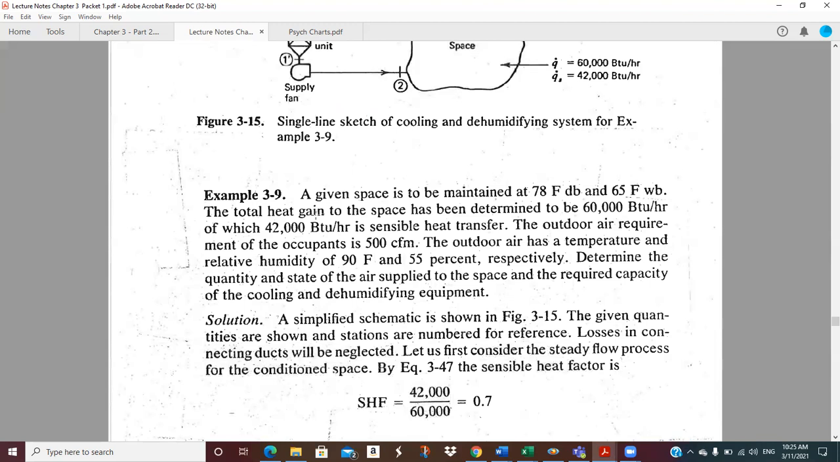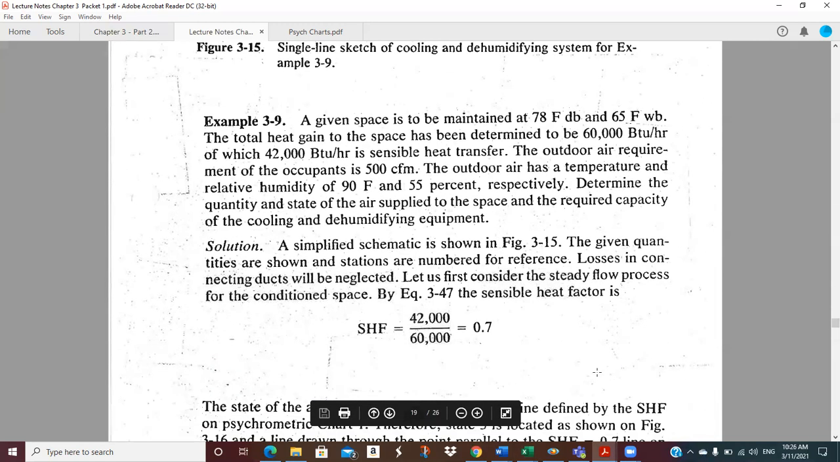Okay, total heat gain to the space has been determined to be 60,000 BTUs an hour from the computer simulations, of which 42,000 BTUs an hour is sensible. The outdoor air requirement of the occupants is 500 CFM. And where does that come from? That comes from ASHRAE 62, the ventilation code, which you hopefully know a little bit about now. The outdoor air has a temperature and relative humidity of 90 Fahrenheit and 55% respectively.